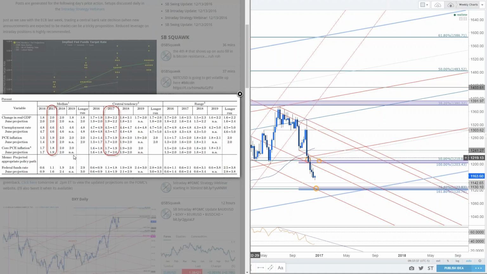It's going to be an awesome session. There's going to be a lot of chop and a lot of volatility. So again, tone it down until we get a clear picture and let the dust settle on that.